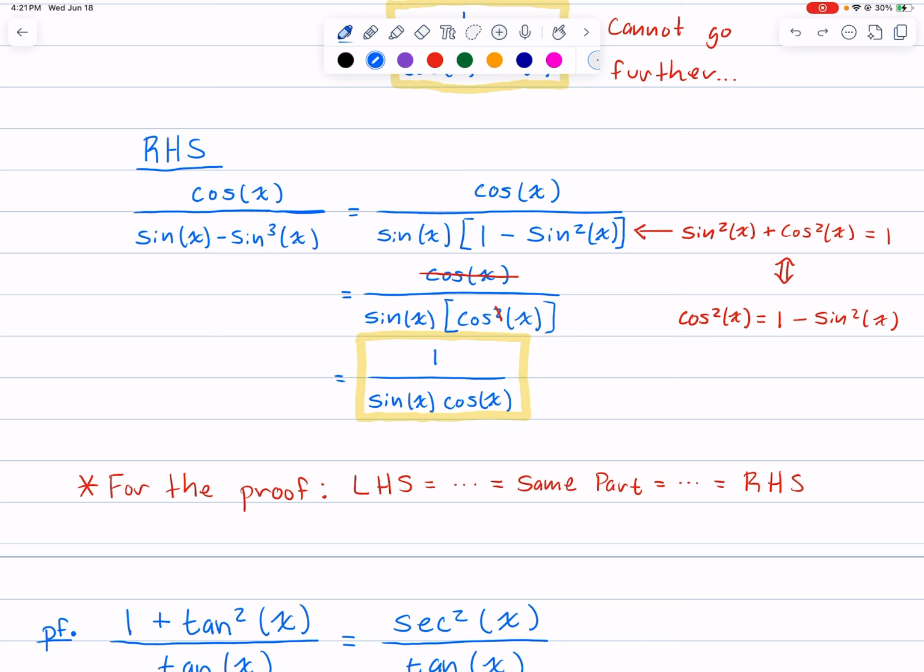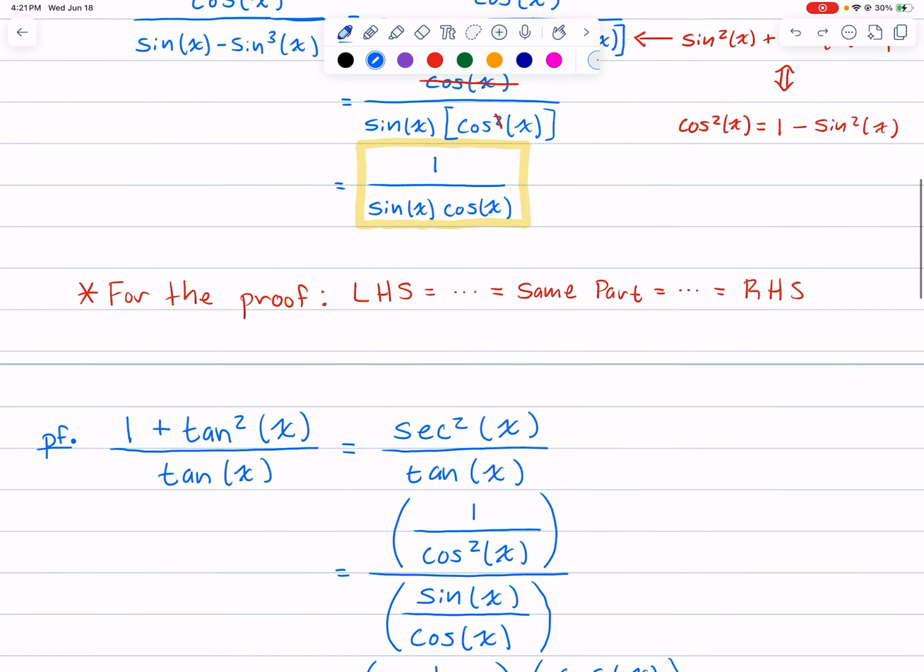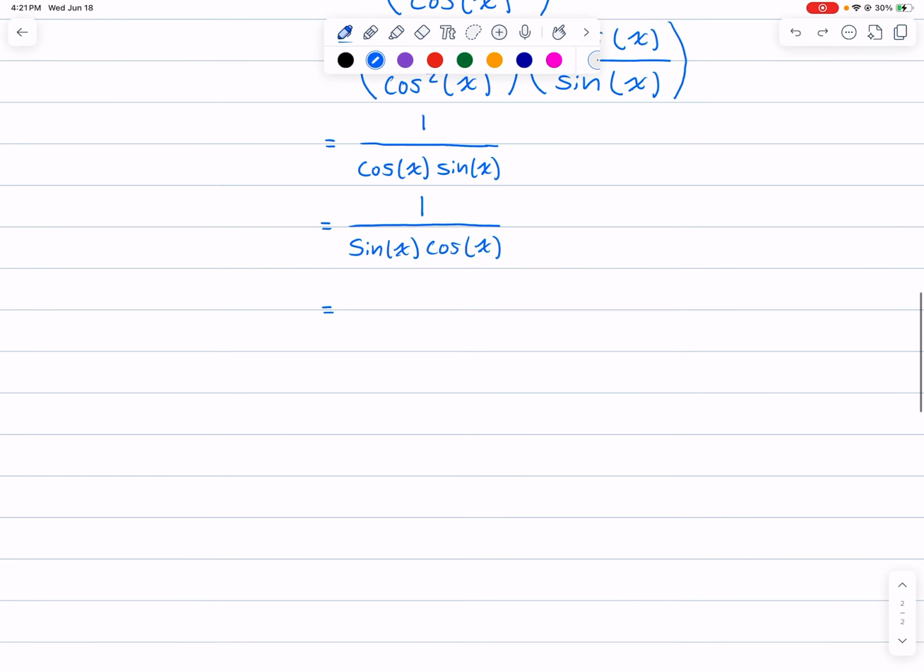Remember, we do not deal with anything that we crossed out. So since we crossed those things out, we're just going to write them. So I'm just going to say, okay, this is the same as cosine of x over sine of x cosine squared of x. All right, we're just rewriting what we wrote on the right-hand side, but backwards. That's all we're doing.